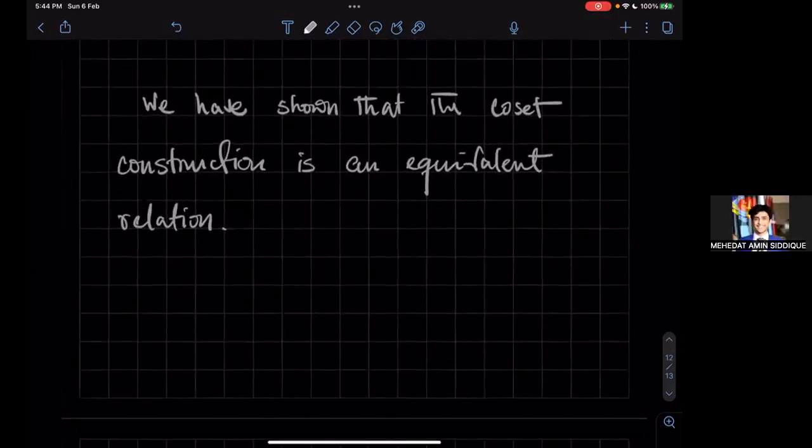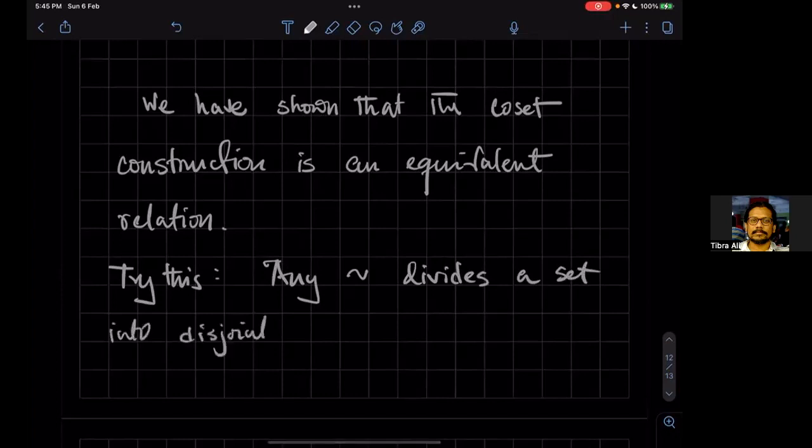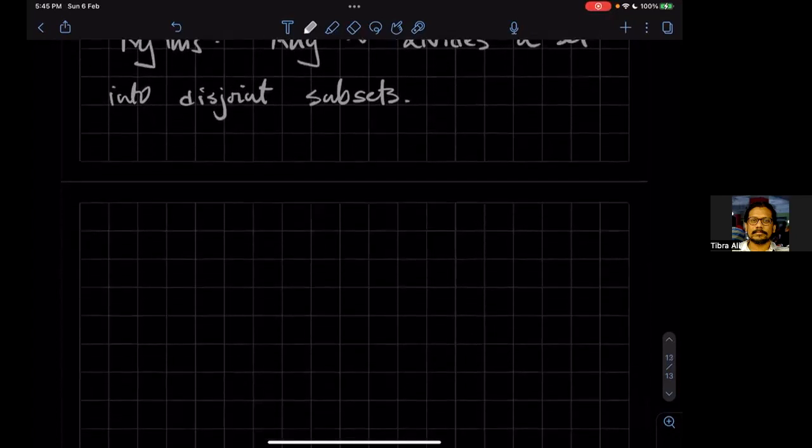Right. I want you to try this at home. Any equivalence relationship divides a set into disjoint subsets. So this is a very common notation for equivalence relationship. However, the next one is an exercise I would like you to do.